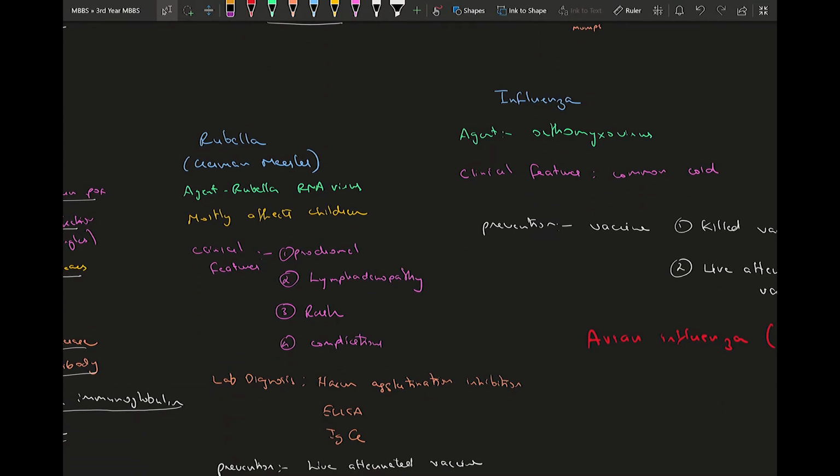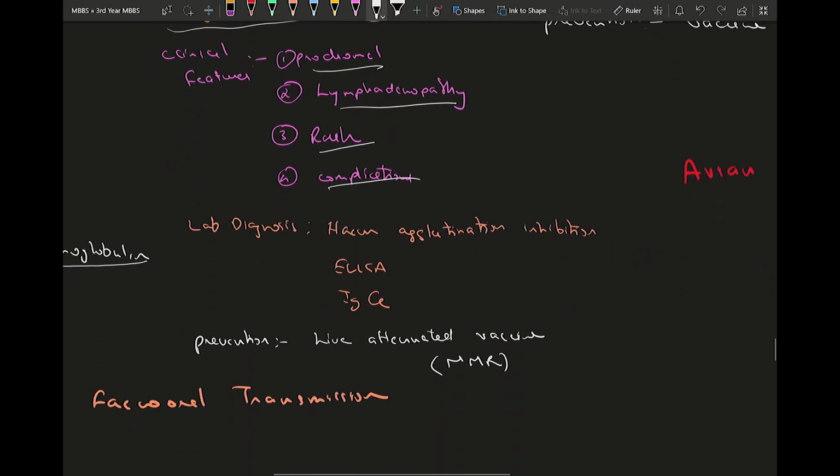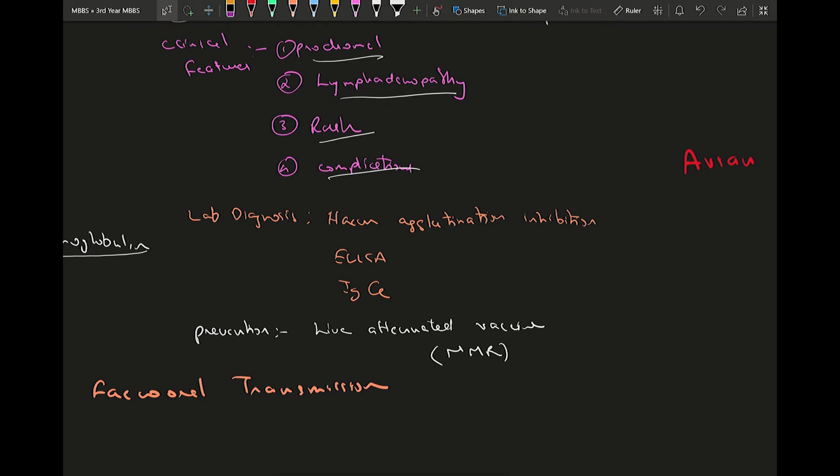Moving on to rubella or German measles, it's caused by rubella virus, which is an RNA virus. Again, this mostly affects only children. There are four stages of this disease: prodromal, lymphadenopathy, rash, and then complications. You just write about the URI, then lymphadenopathy, which is enlargement of lymph nodes, mostly cervical lymph nodes, and then rash, like chickenpox and smallpox, just rashes present on the body, and then complications. It can lead to other diseases, so you can just go through the complications. I've not mentioned them here.